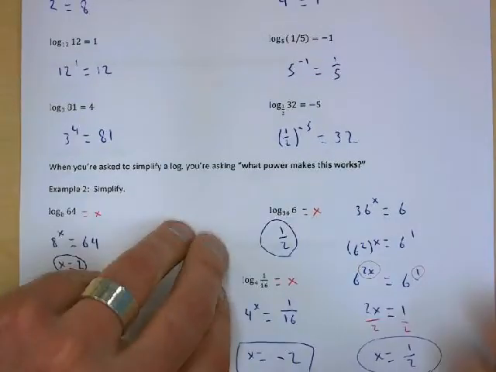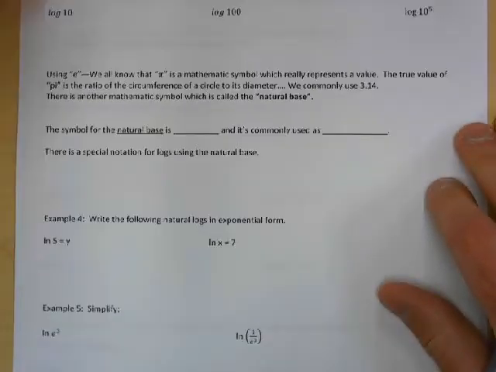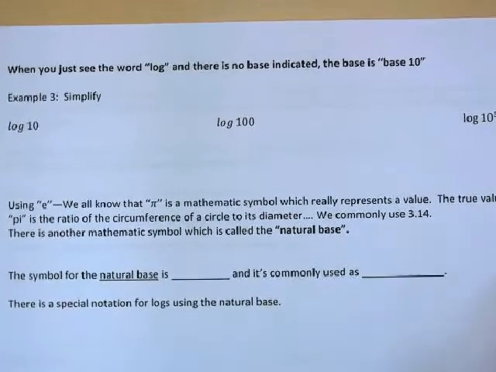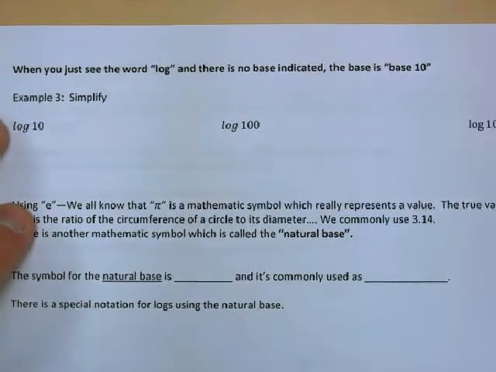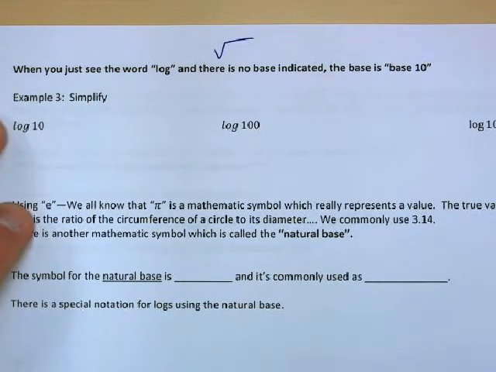Okay, let's take a look at the next page. There we go. All right, zoom in a little bit. All right, when you see the word log and there's no base indicated, the base is base 10. Okay, so it's kind of similar to with square roots. If you see this symbol here, what does that mean? Well, it means the square root. So if I, for example, have the square root of 64. Okay, so if I wrote this down, what would the answer be? Well, it would be 8, because the square root of 64 is 8.